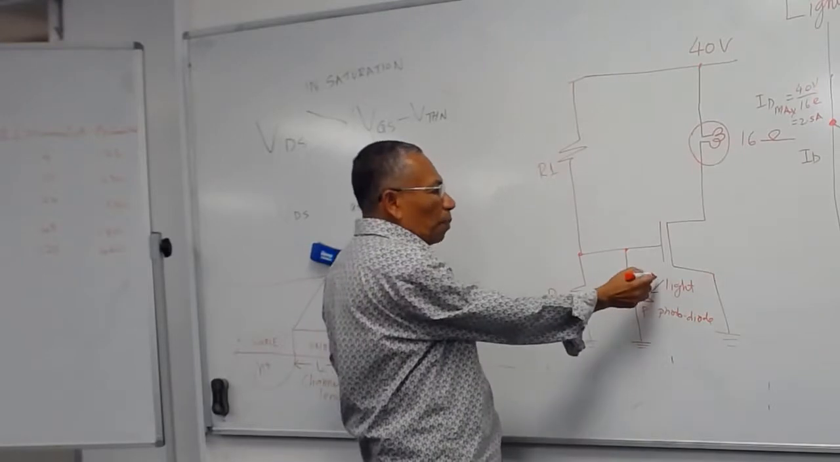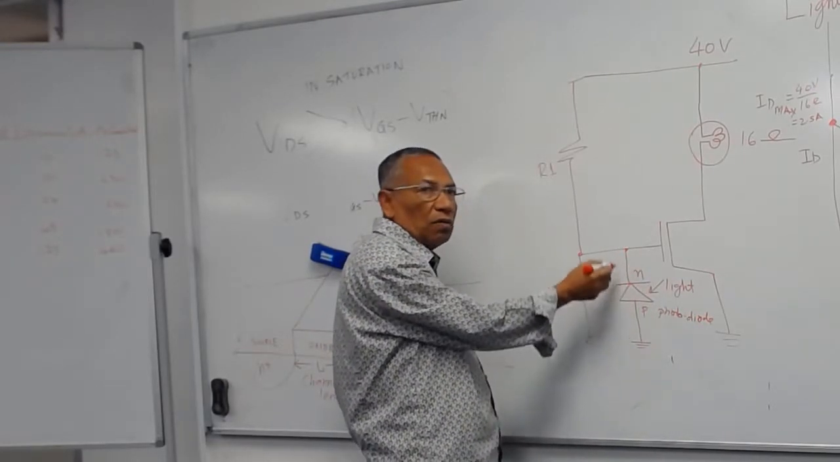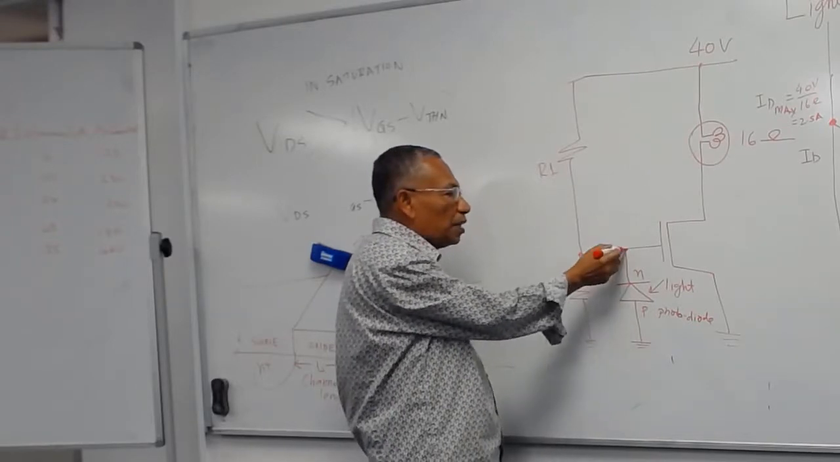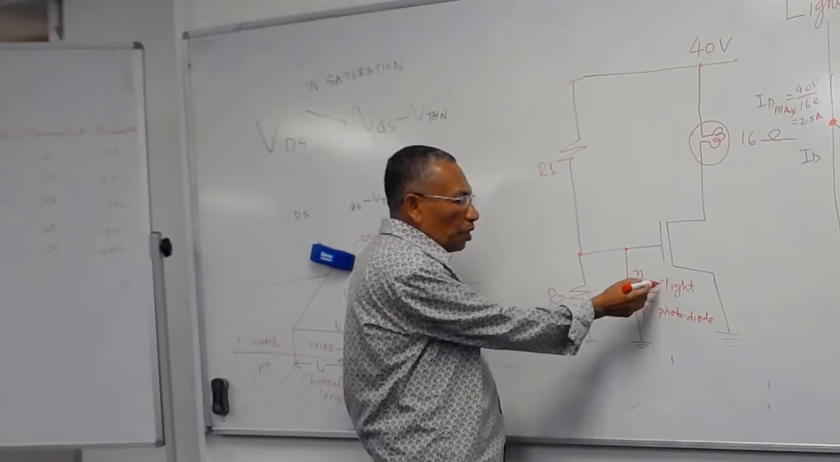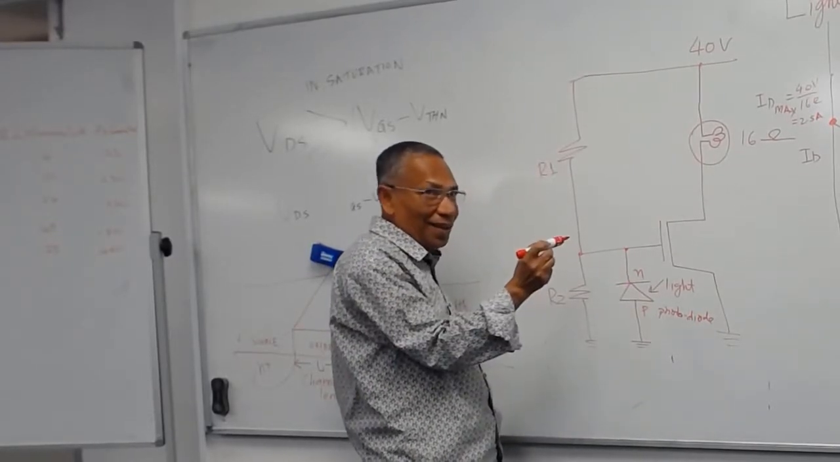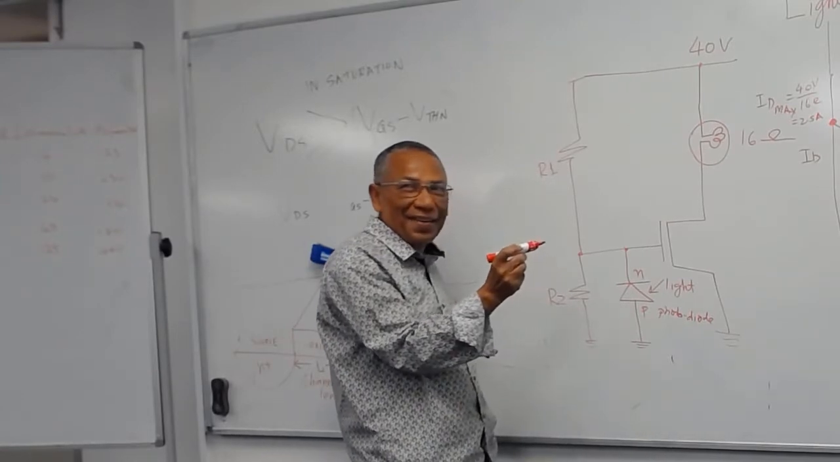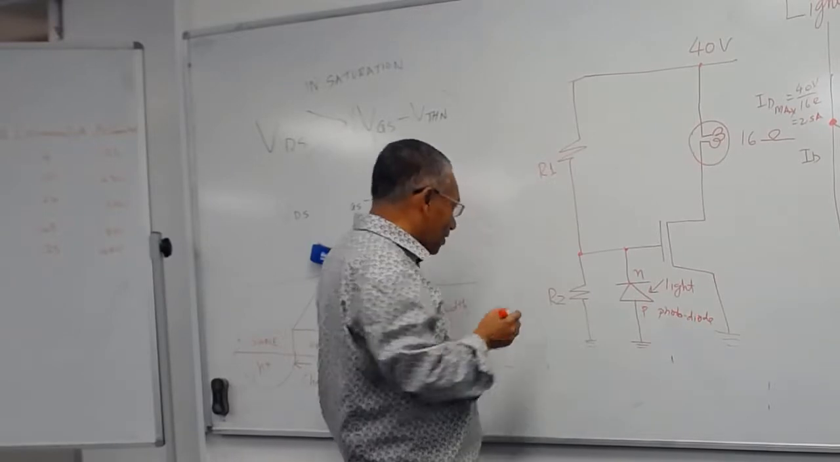So if you apply light here during daytime, then what will happen is that this will turn on. If this turns on, then this point will go almost close to ground. Because when you turn on the light, I can again draw an energy band diagram. Do you want to see? I can draw a nice diagram and show you how the electrons will move.